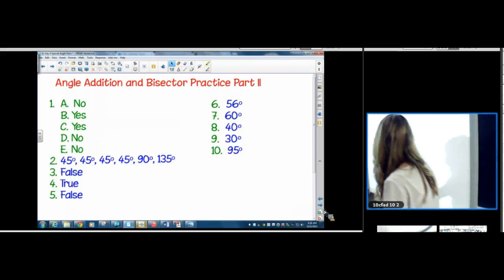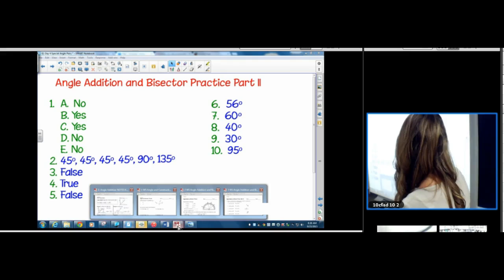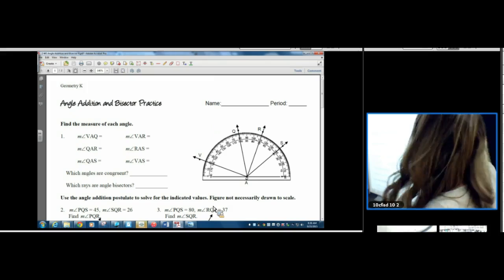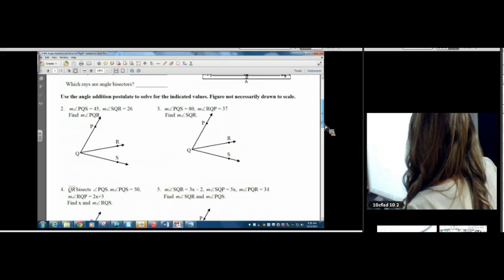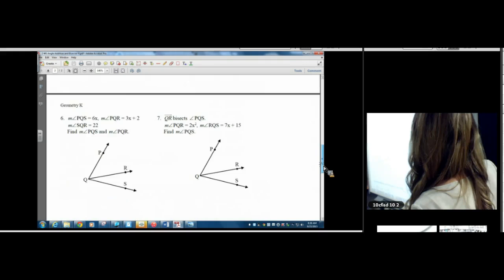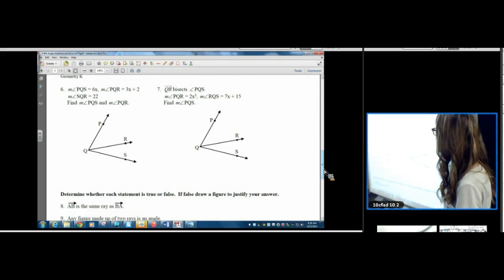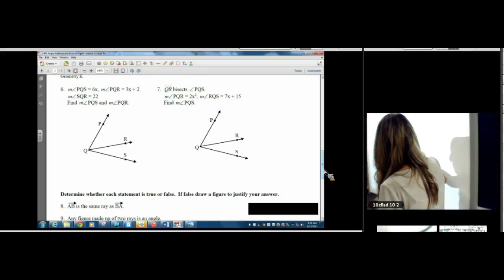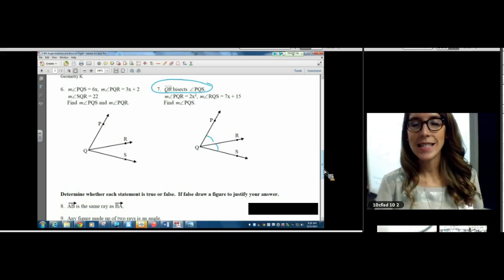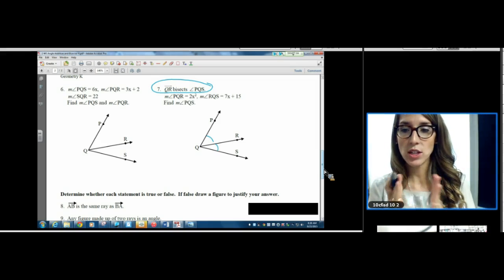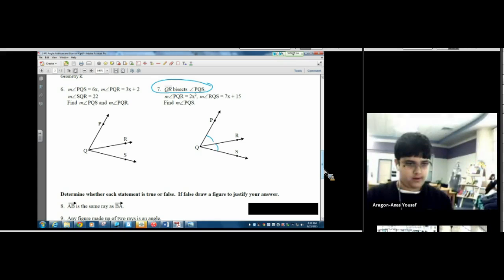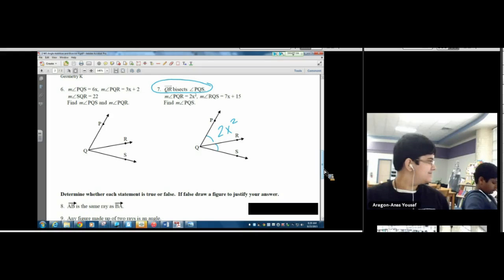Okay, so we're going to look at angle addition and bisector part 1. There we go. We're looking at 7 and 9. Number 7. QR bisects PQS. So the first thing you would do here is add arcs to your picture, because that's the symbol we use for angles to show that two angles are congruent. Arcs. Okay. PQR is 2x squared, and RQS is 7x plus 15.